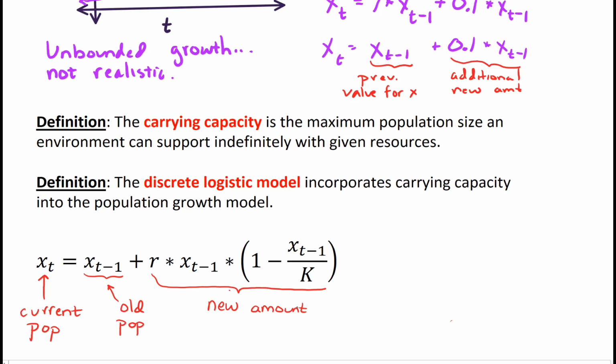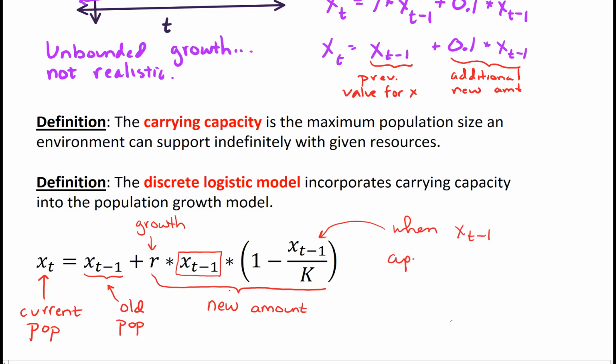Now, this new amount comes to us as a product of a couple of different things. We've got r in here, we've got x sub t minus 1, and then we've got this other carrying capacity factor. So r is our growth rate, and if that's positive, we're going to be adding. If it's negative, we are going to be decreasing. We've got x sub t minus 1, that's the old population. And then on the end here, we've got 1 minus x sub t minus 1 over K.